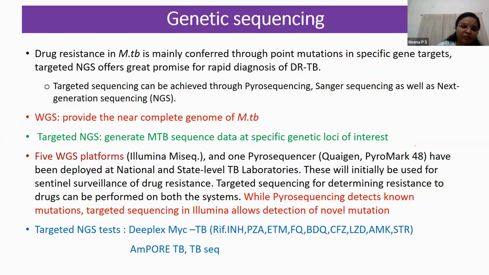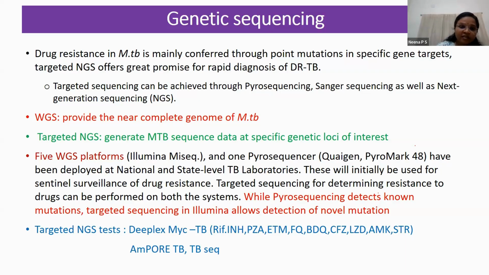Now, the WHO has also approved targeted NGS tests, like the Deeplex, AmpliSeq and TBseq, with a single specimen. Previously, we needed a culture isolate for WGS. Now, with targeted NGS, we can do it directly from the sputum specimen as well. So with a single test, you can know the drug resistance status for rifampicin, INH, pyrazinamide, and ethambutol. All the secondary drugs can be known with a single NGS.